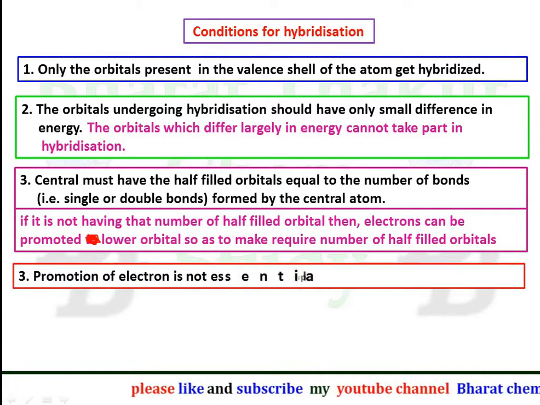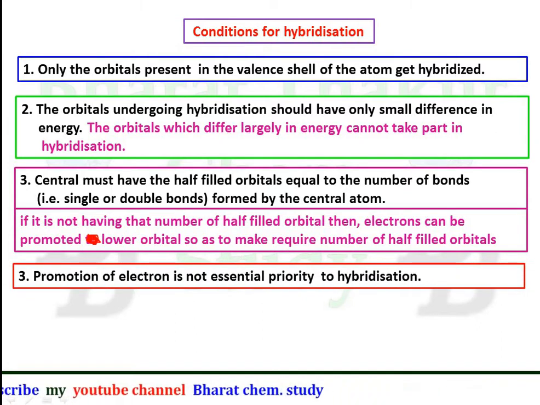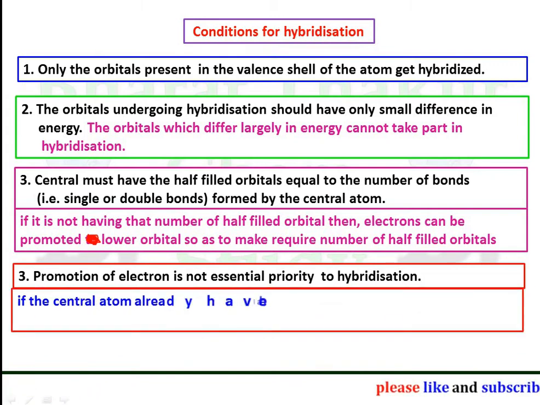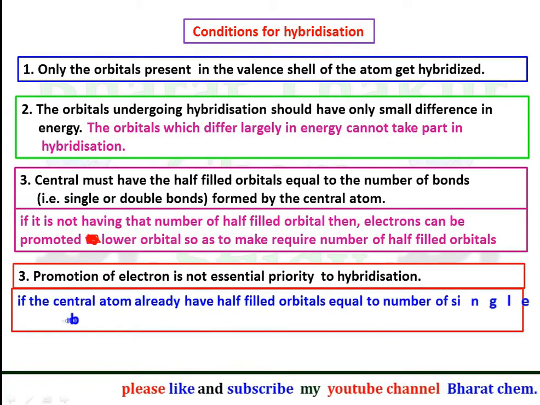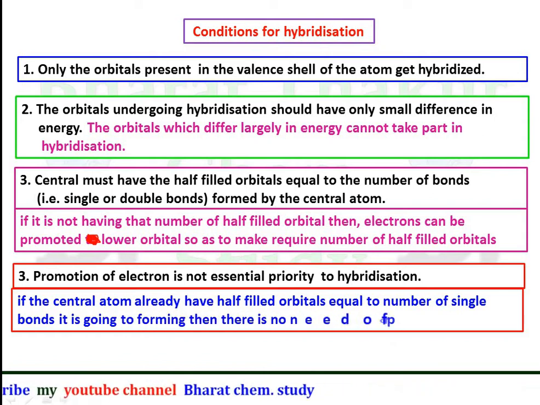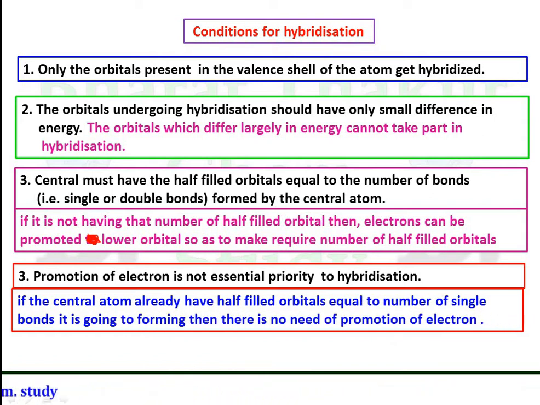Fourth point, the promotion of electron is not an essential priority for the hybridization. That is, if the central atom already has half-filled orbitals equal to the number of single bonds it is going to form, then there is no need for promotion of electron.